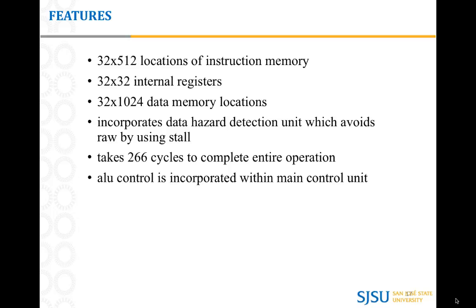This 5-stage pipelined processor features 32 by 512 locations of instruction memory, 32 by 32 internal registers, and 32 by 1024 data memory locations. It incorporates a data hazard detection unit, which avoids read-after-write hazards by using stall conditions. It takes 266 cycles to complete the entire operation. The ALU control is incorporated within the main control unit.